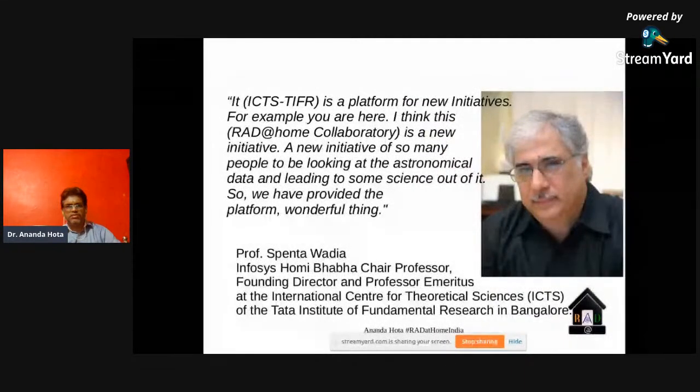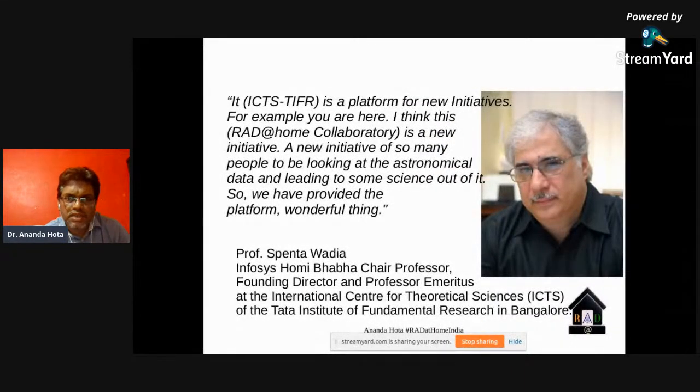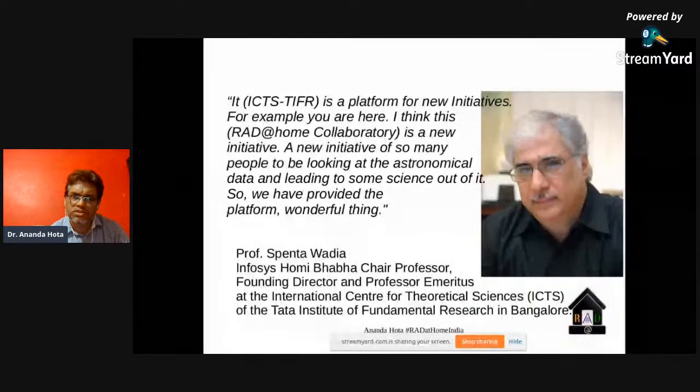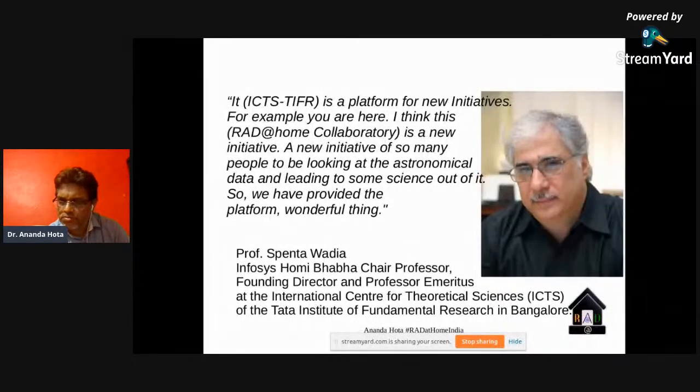The ICTS founding director: ICTS-TIFR, actually, is a platform for new initiatives. For example, you are here. I think this Red at Home collaboration is a new initiative of so many people looking at the astronomical data and leading to some science out of it. So we have provided the platform. Wonderful thing.